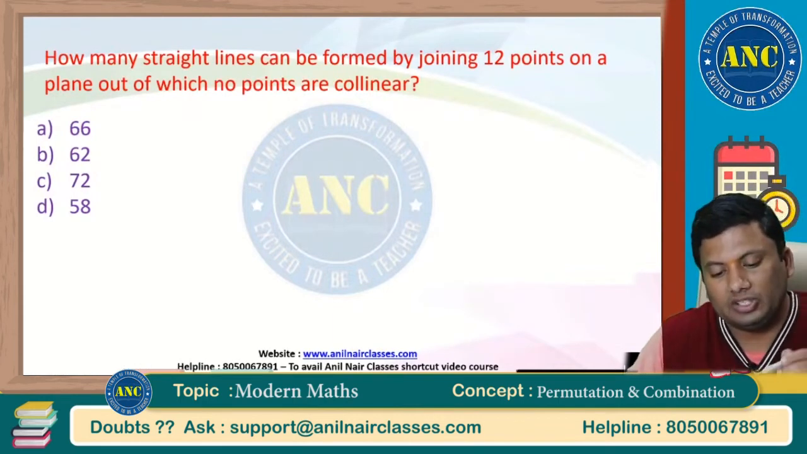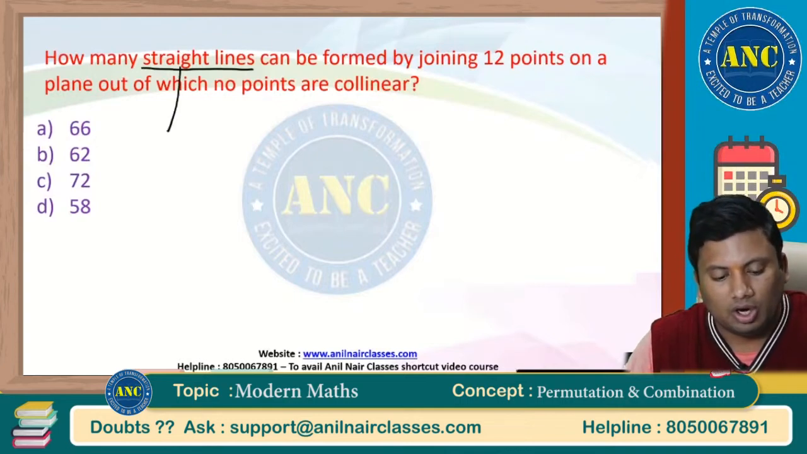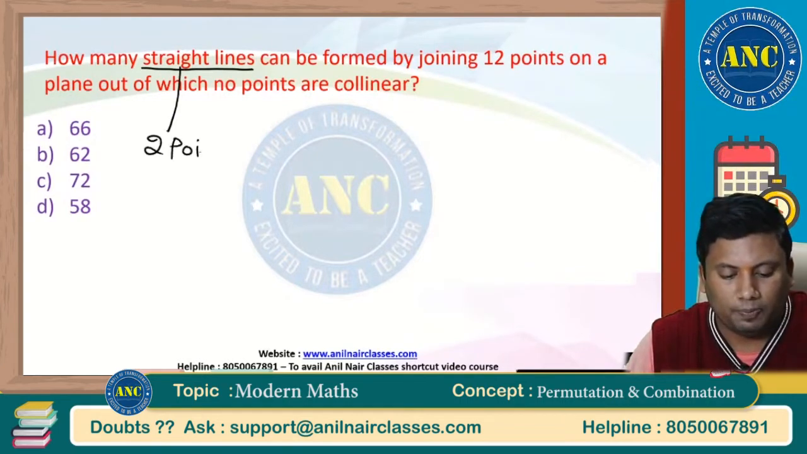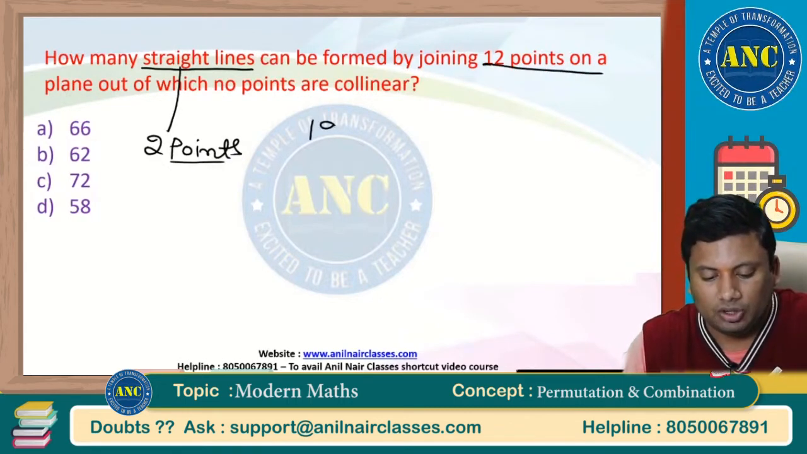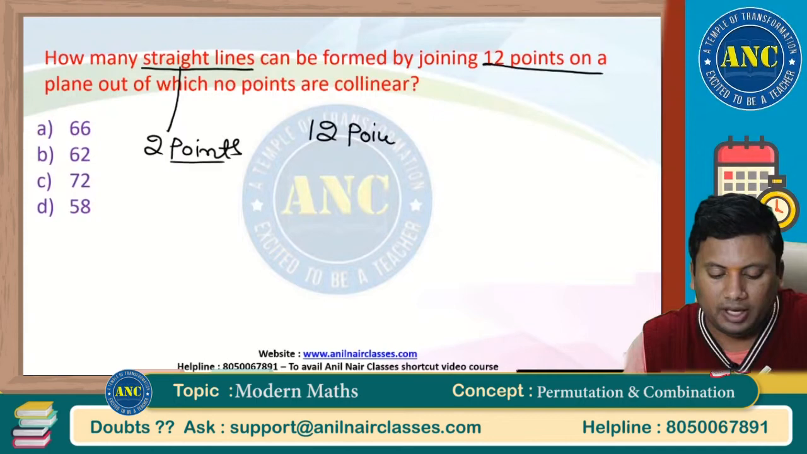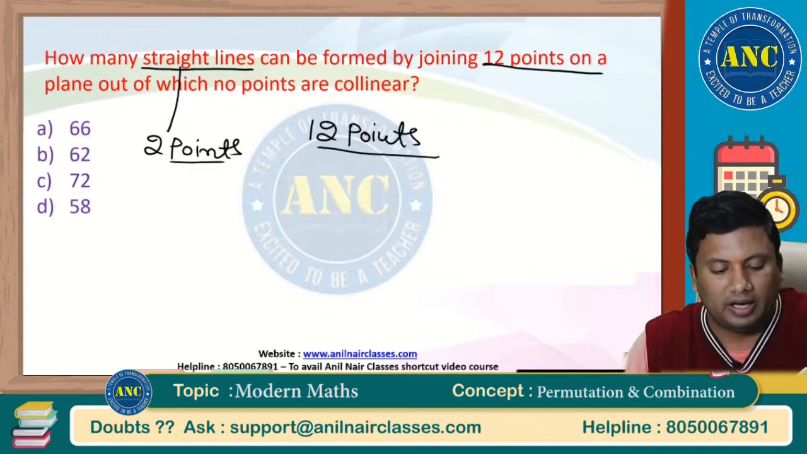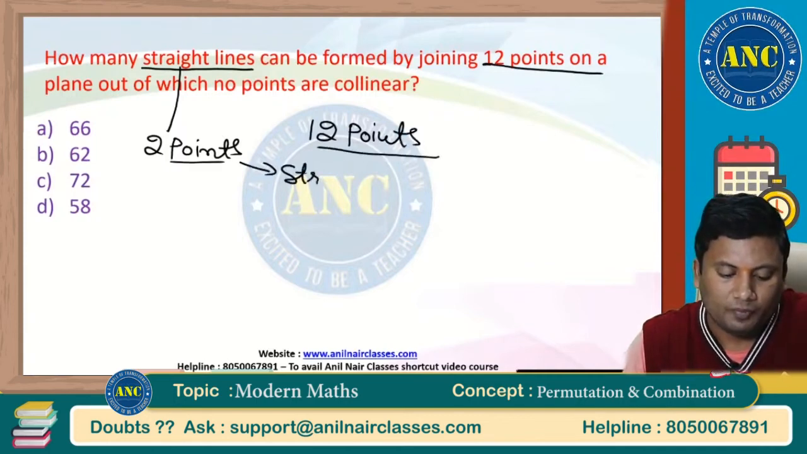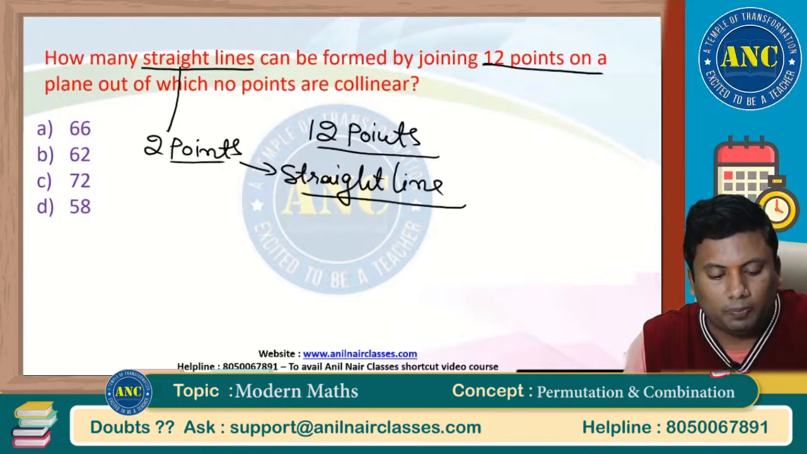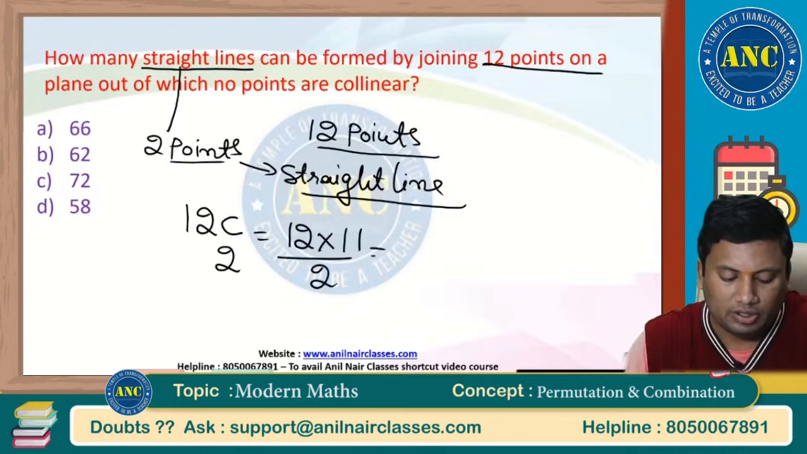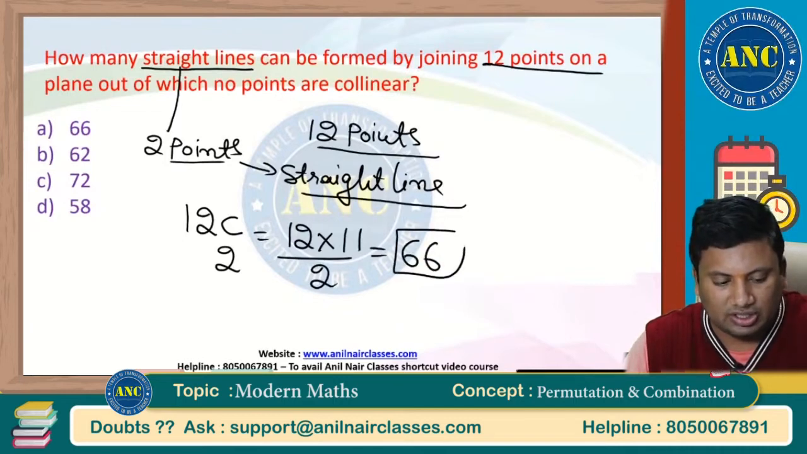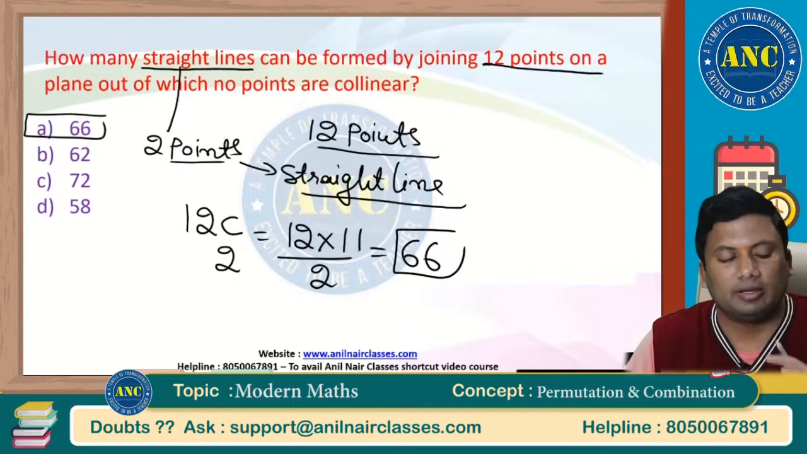Now, how many straight lines can be formed by joining 12 points on a plane? To draw a straight line, I require 2 points. So there are 12 points on a plane. Out of 12, select any 2 points. 12C2 is 12 into 11 by 2. The answer is nothing but 66.